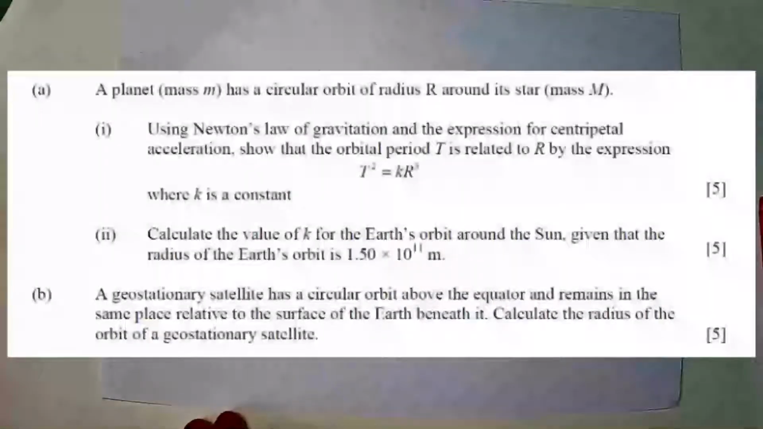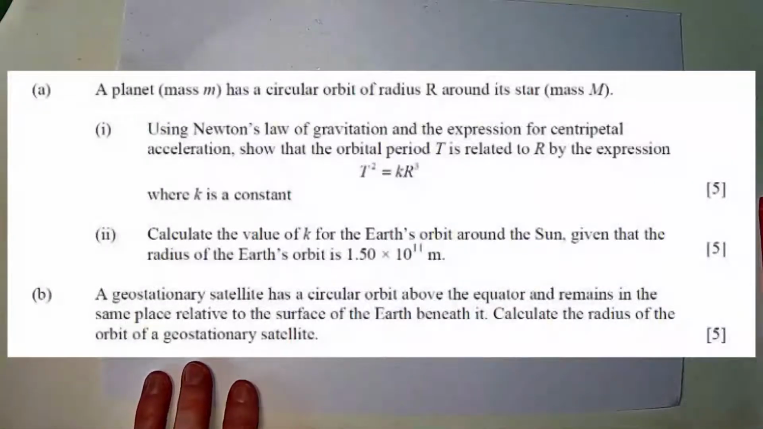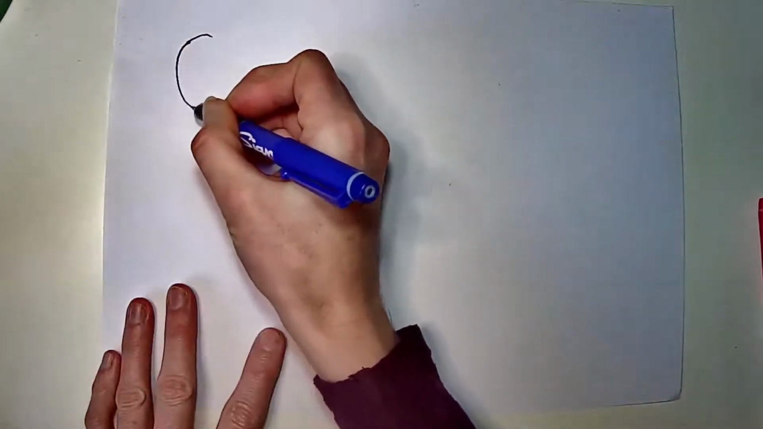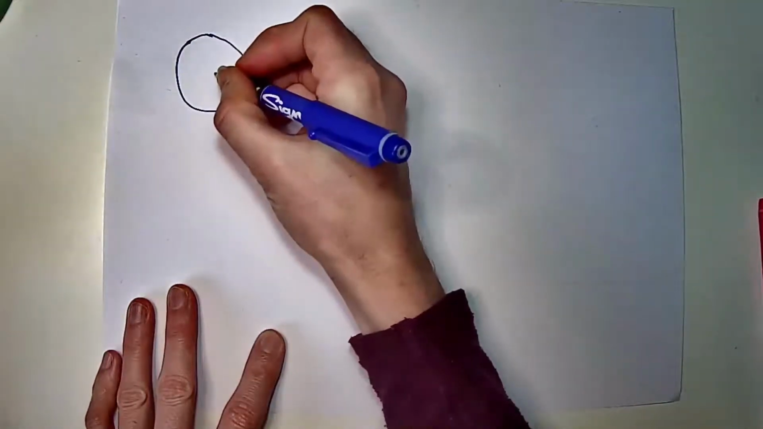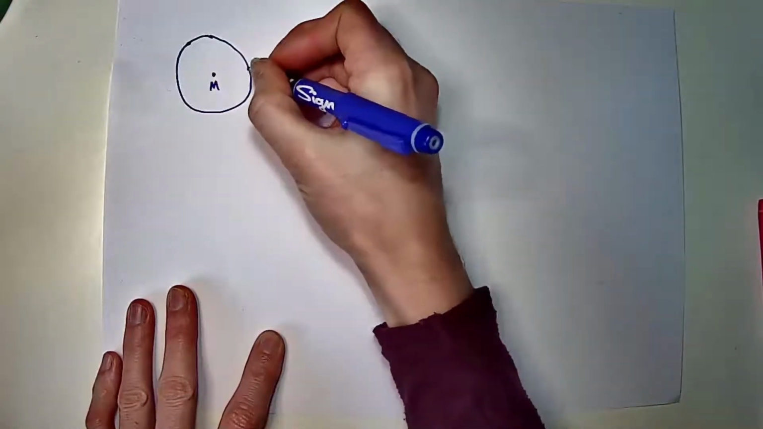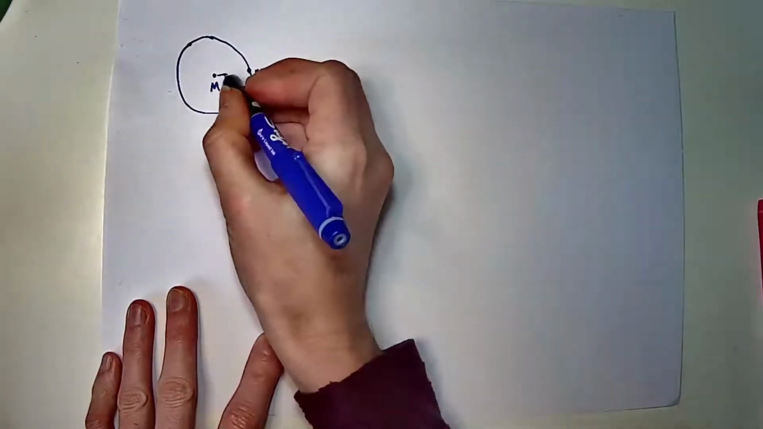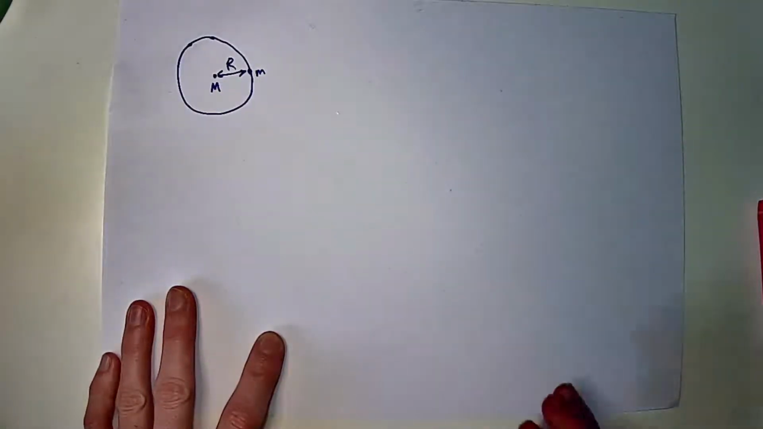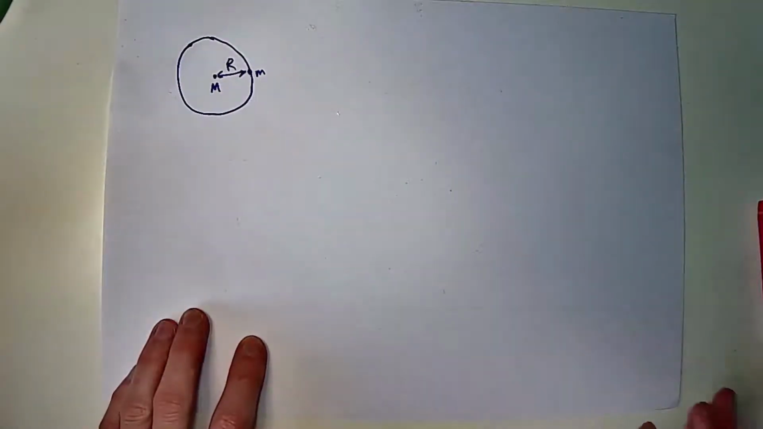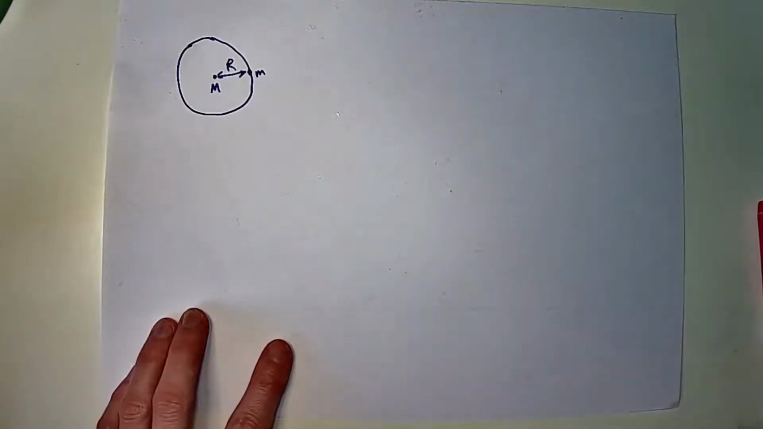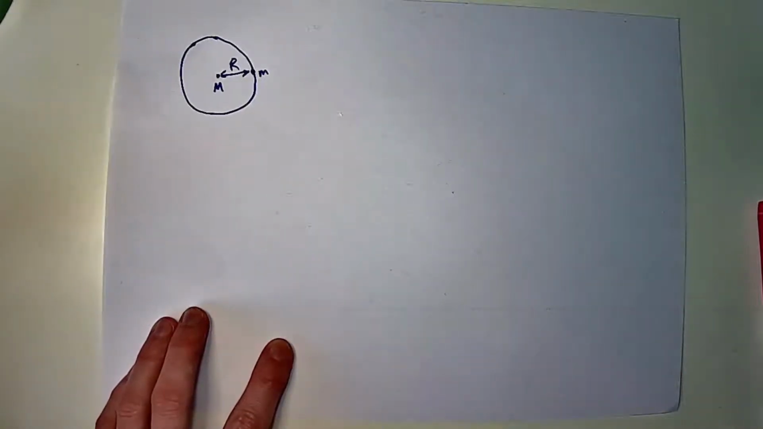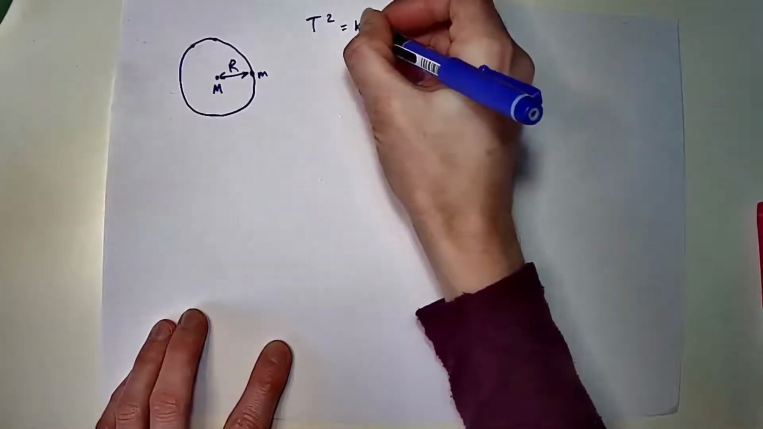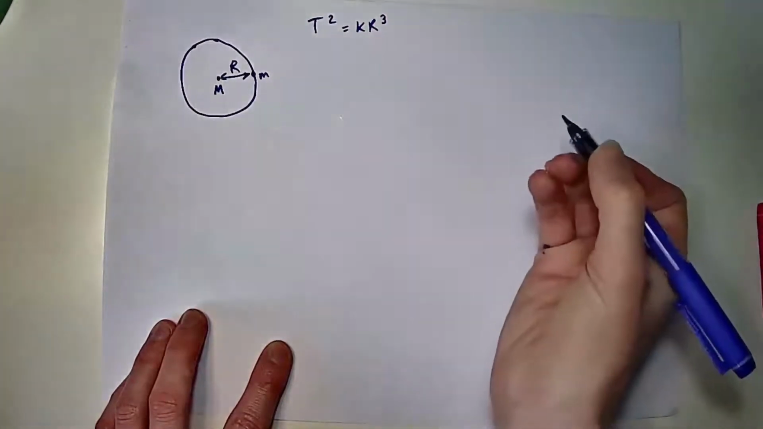Our first question, we've got a planet in orbit around a star. So start off by drawing a diagram. And we're asked to, using Newton's law of gravitation and the expression for centripetal acceleration, show the orbital period is related to r by T squared equals k r cubed. So we're aiming for something in this form.